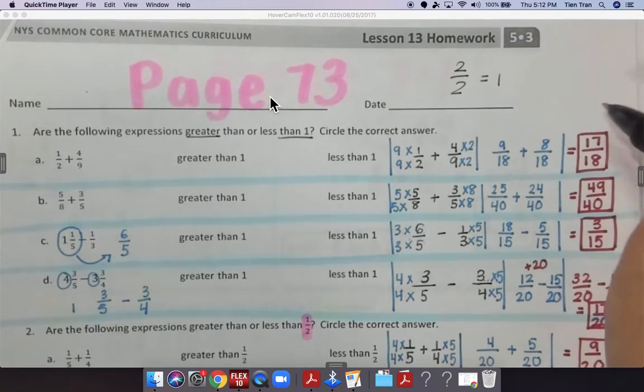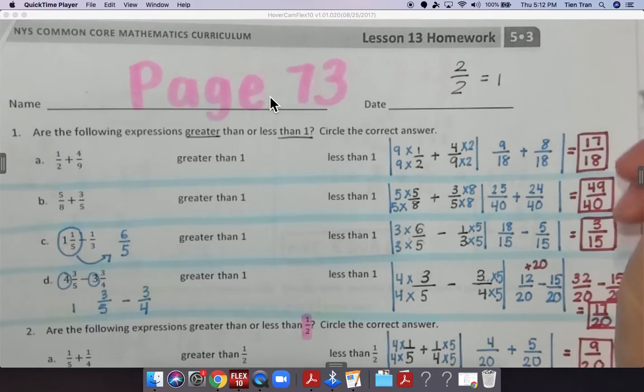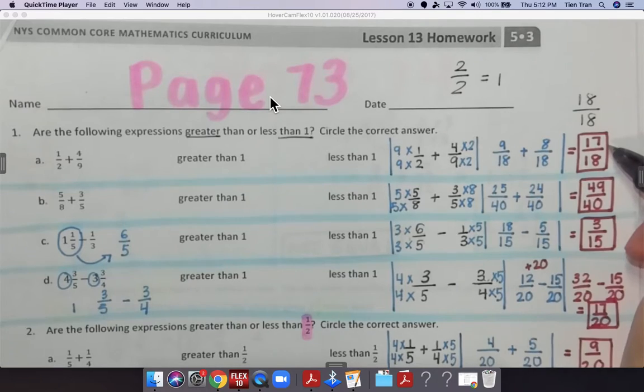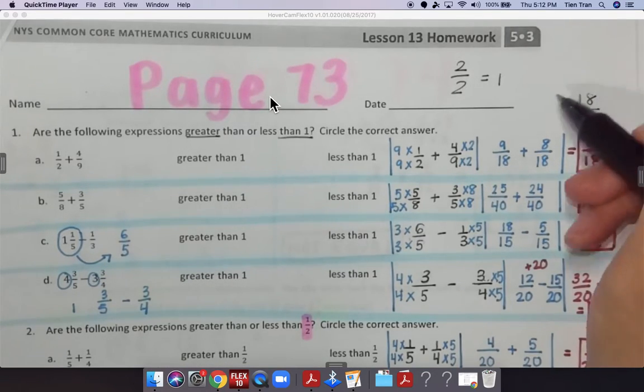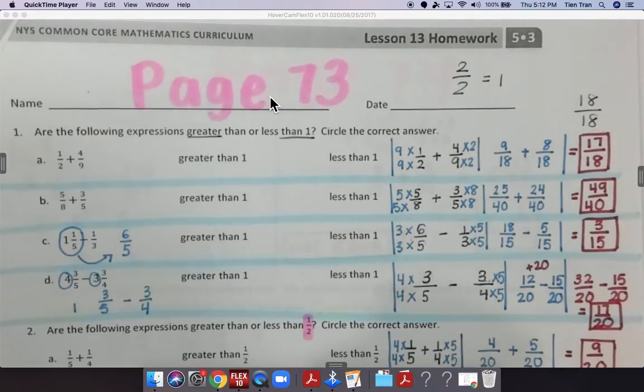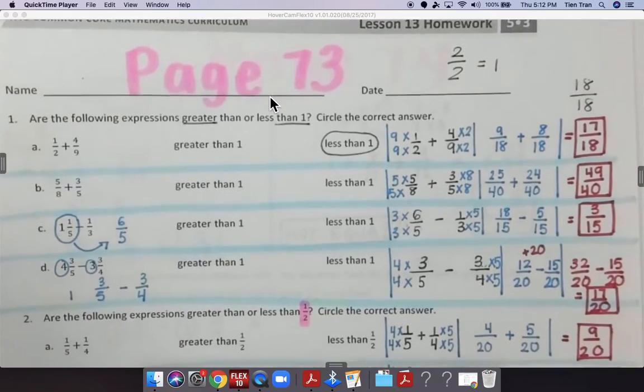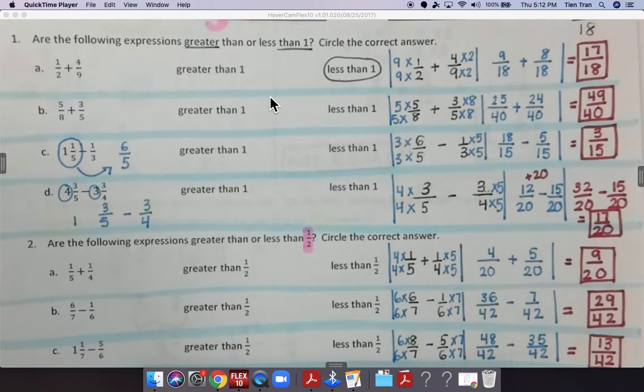Now, a whole number, right? A number that is going to be greater than 1. We know that 1 is 18 over 18. So this is 17 over 18. This is one less piece for a whole number. So that means that it is going to be less than 1. Okay?